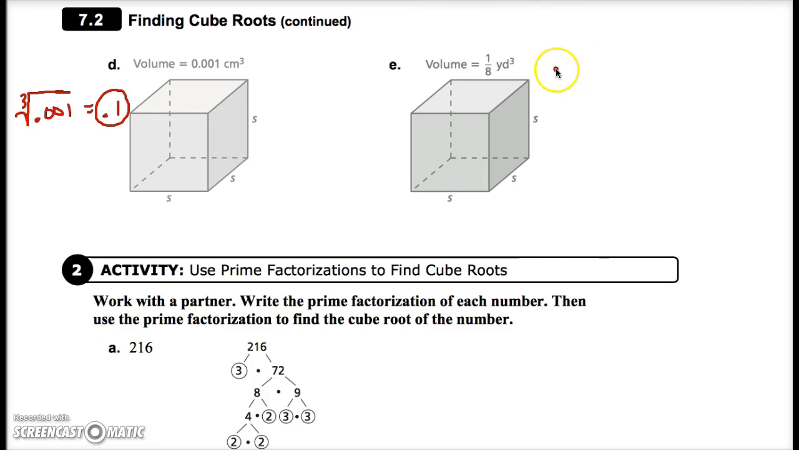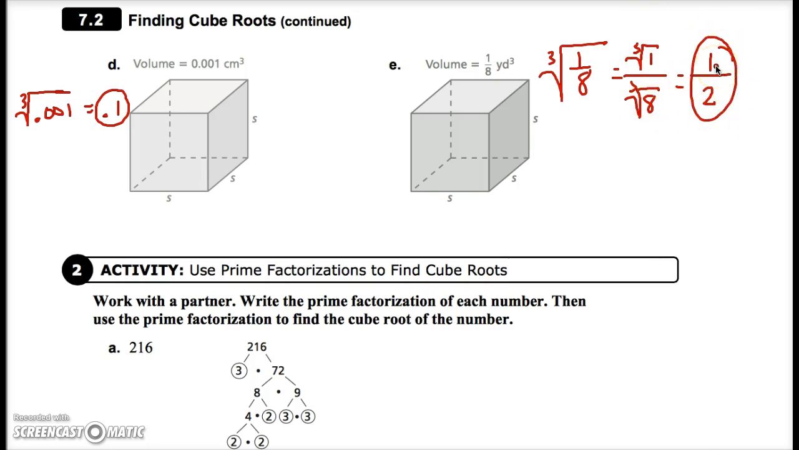Okay, on E we have a fraction, but we're still going to be doing the same thing, cube root of 1/8. And we talked about this when we did square roots the other day, but you're basically splitting this apart. I'm taking the cube root of 1 and the cube root of 8. The cube root of 1 is 1, and the cube root of 8 is 2. So your answer is 1/2.